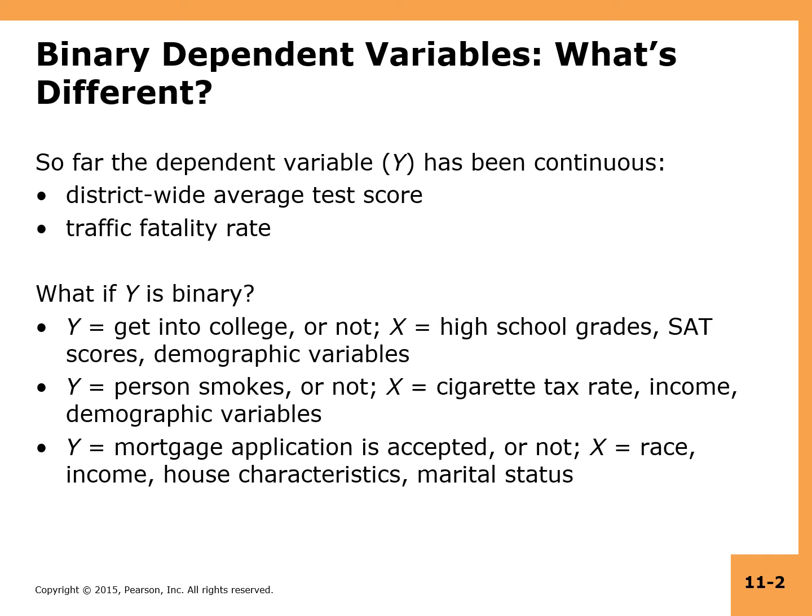So far, up to this lecture, we only examined cases where the dependent variable y was continuous. For instance, average test score or traffic fatality rate has been a continuous variable. But what if the dependent variable y is binary? What if y is whether a student gets into college or not, or a person smokes or not, or whether a mortgage application is accepted or not? These are all cases when the dependent variable is binary instead of continuous.